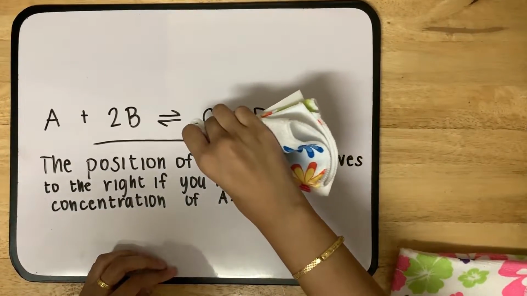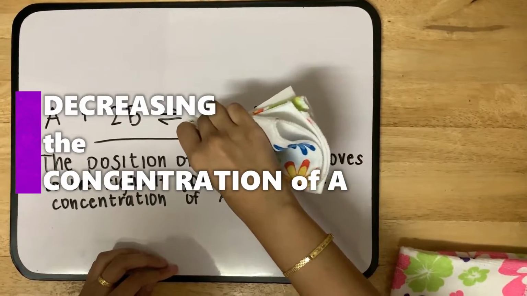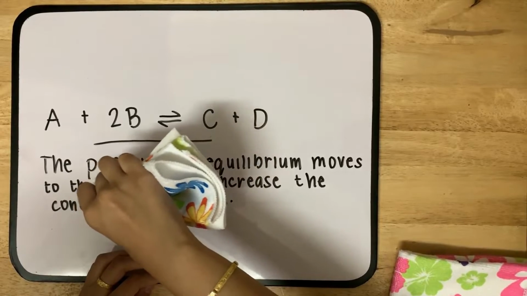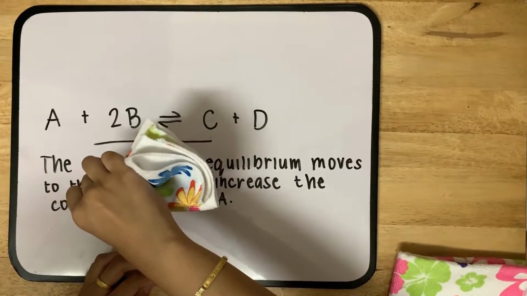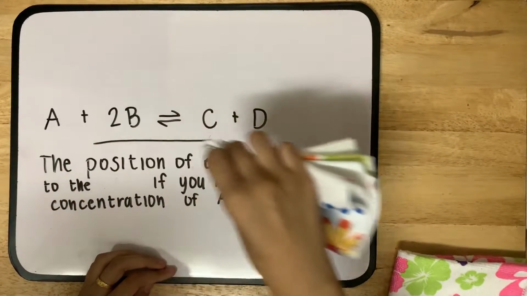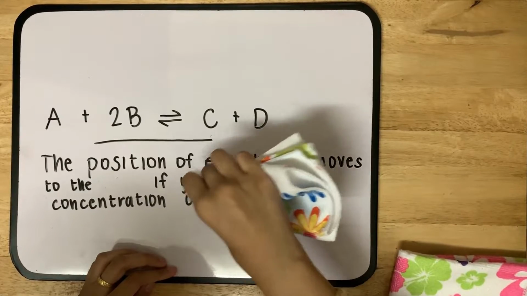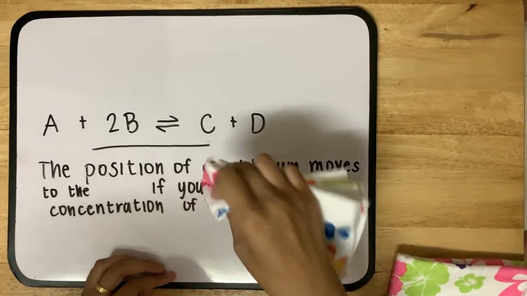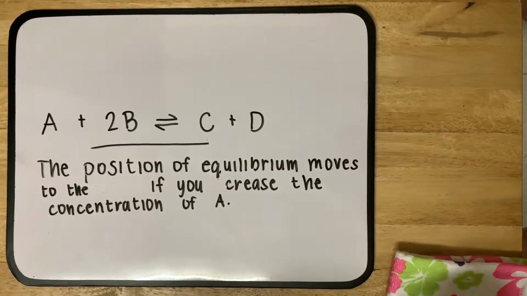What would happen if you change the conditions by decreasing the concentration of A? According to Le Chatelier, the position of equilibrium will move so that the concentration of A increases again. That means that more C and D will react to replace the A that has been removed. The position of equilibrium moves to the left.